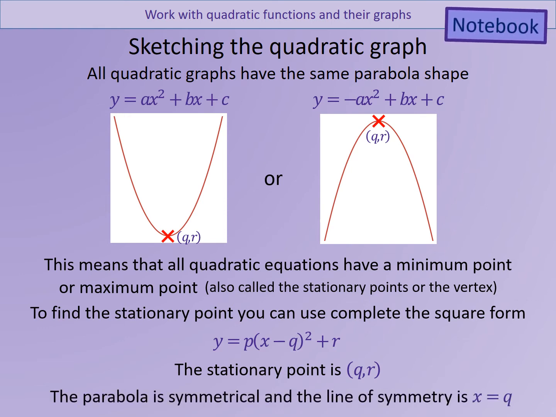So we call these curves parabolas, and we can see that they are symmetrical, and the line of symmetry that runs through each of these two quadratics is the equation x equals q. So x equals 2 or x equals 3 or x equals 4, these are all equations that represent vertical straight lines.